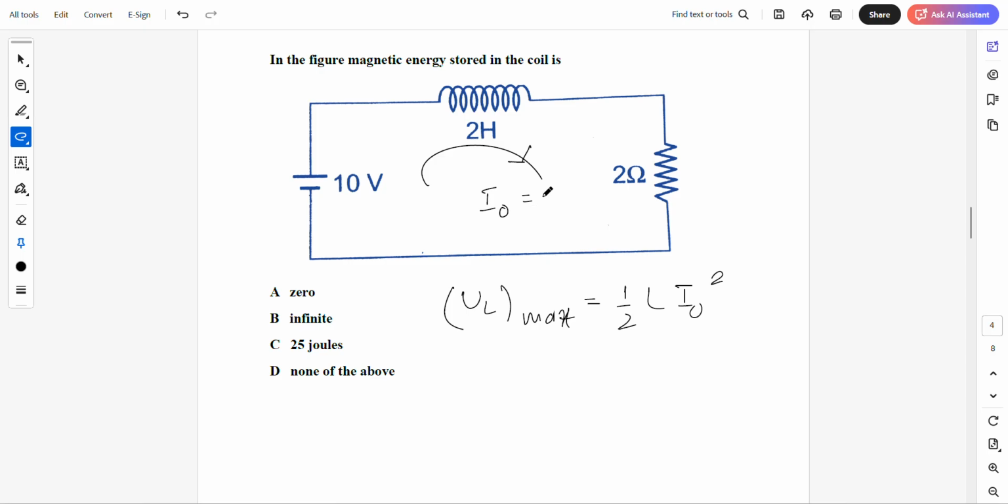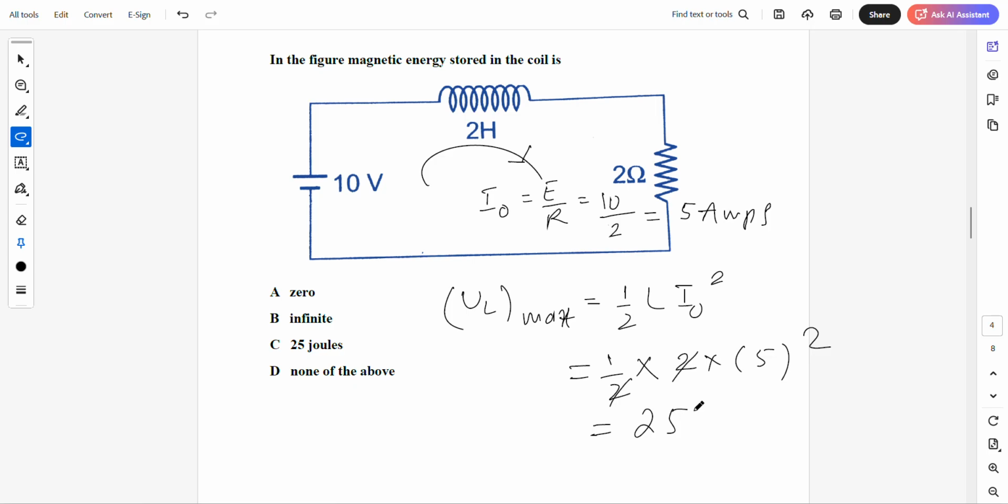I naught is equal to E by R. How much is E? 10 divided by R, which is how much? 2. That is equal to 5 amperes. I naught is 5 amperes here. Therefore, half into L, which is 2 Henry, into I naught which is 5, the whole square. 2 gets cancelled. That is 25 joules, which is the right answer. Hope you understood this one. 25 joules. This is the maximum potential energy.